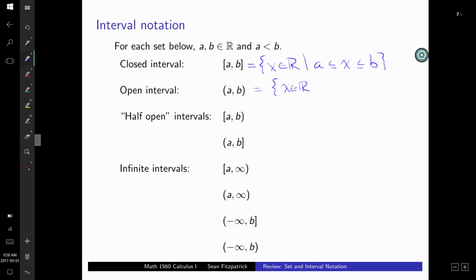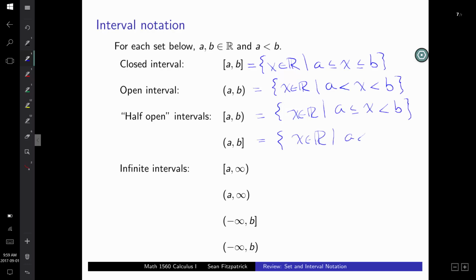So this is the set of all real numbers where x is strictly bigger than A and strictly less than B. And then we have these so-called half-open intervals. As you might guess, this tells you that you should include the left endpoint but leave out the right endpoint. Okay? And similarly, this one is going to be the set of all numbers strictly greater than A but less than or equal to B.